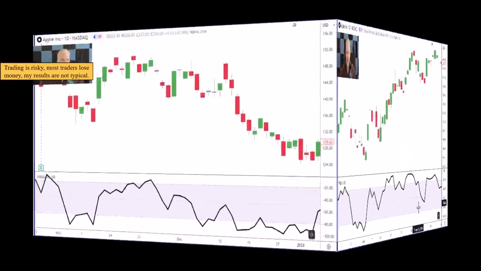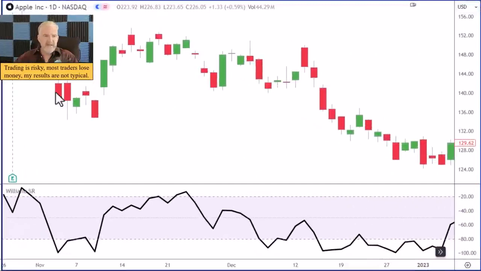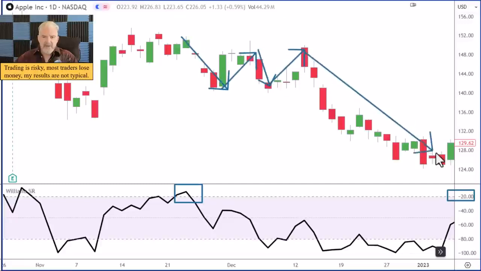The traditional teaching says, all right, amateur trader, what we're going to look for is the market to get overbought, gets above negative 20, and then we're going to sell that puppy dog, and down she goes, and down she goes, and down she goes. So when it's overbought, we sell. When it's oversold, we buy.